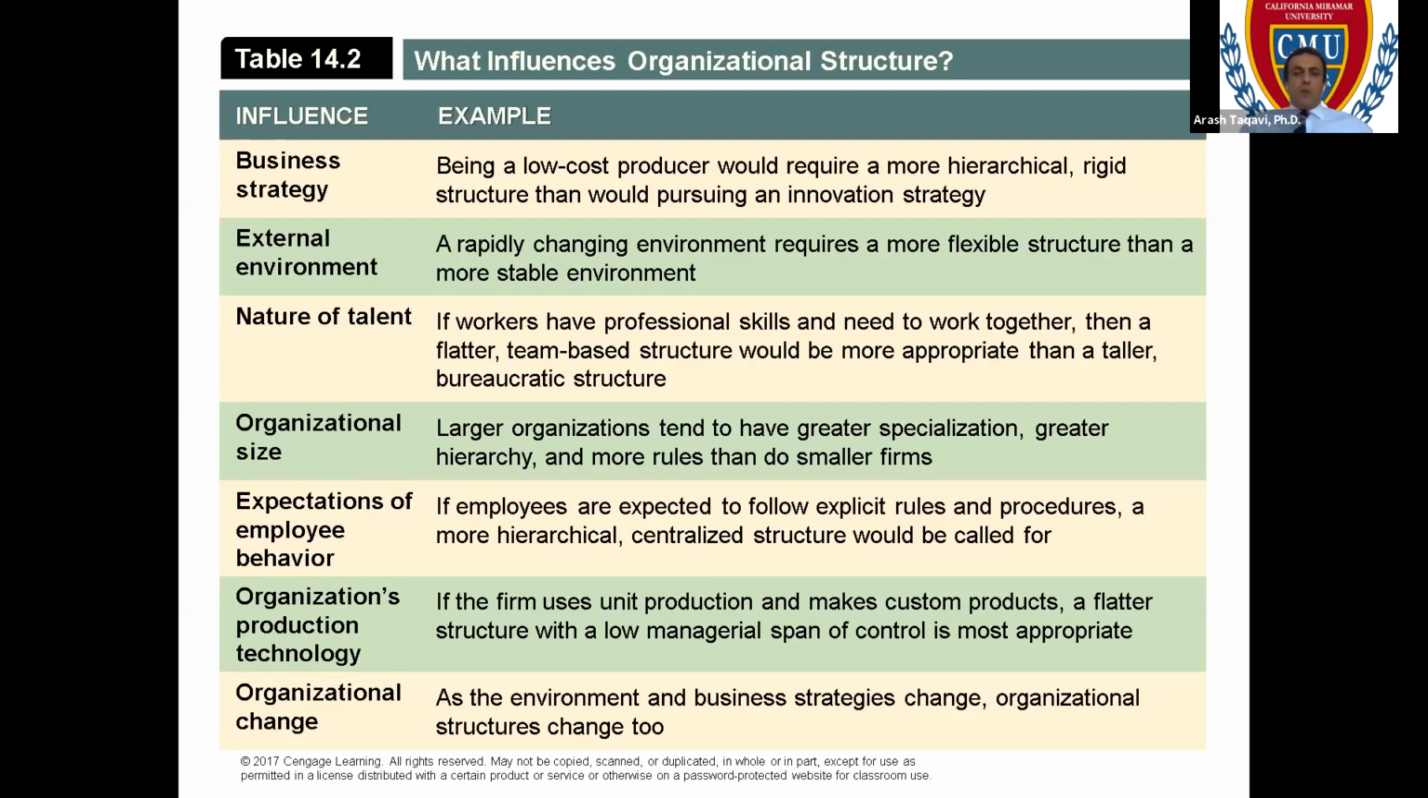For example, sometimes production is basic traditional production, and the consumers and customers always want the traditional part. For example, in the beer market, you can see a lot of people like to use beer in traditional forms, not in cans, for example in very old wood containers. But rigidity is not always good. Sometimes good, sometimes bad. But being a low-cost producer would require a more hierarchical, rigid structure than pursuing an innovation strategy. It is an example of business strategy.